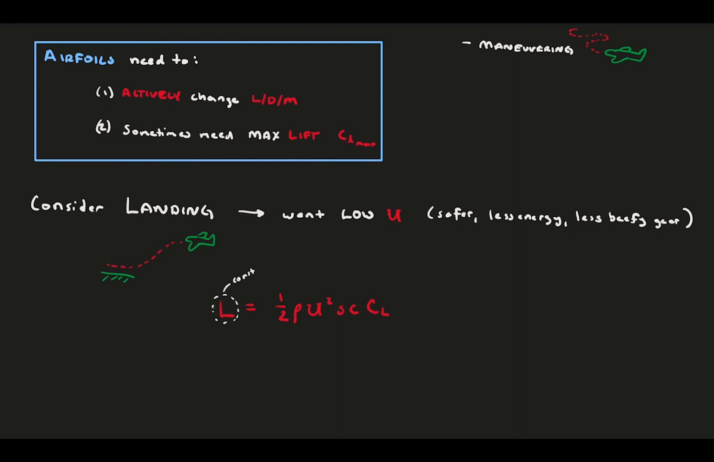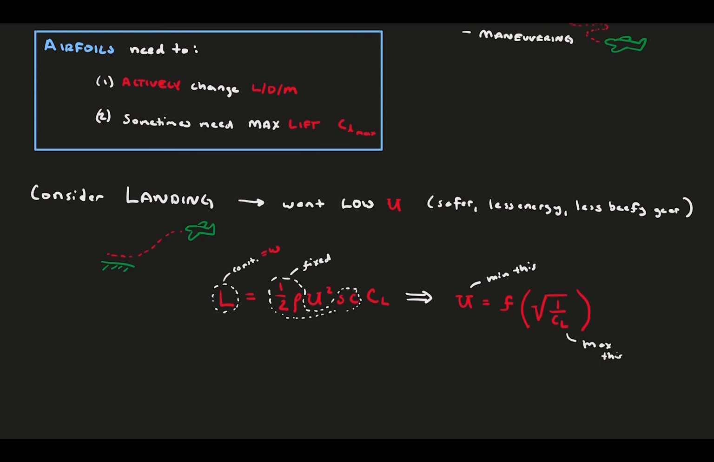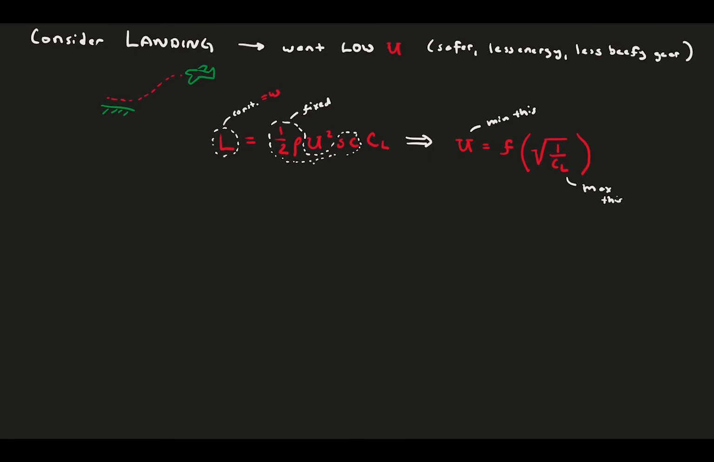Here, the lift needed is relatively constant at our vehicle weight. Most of the terms on the right-hand side are also constant, so not much to do there. What we find are the two knobs we can turn: our velocity and lift coefficient. So, if we want to minimize the velocity, the only thing we can do is maximize our lift. Many modern airfoil designs come with considerations for altering the lift. We can do things to enhance lift at both the trailing edge and the leading edge of the foil.